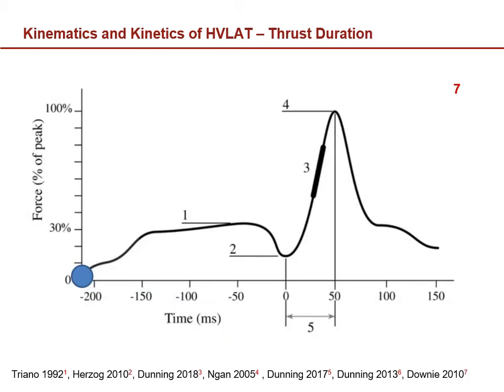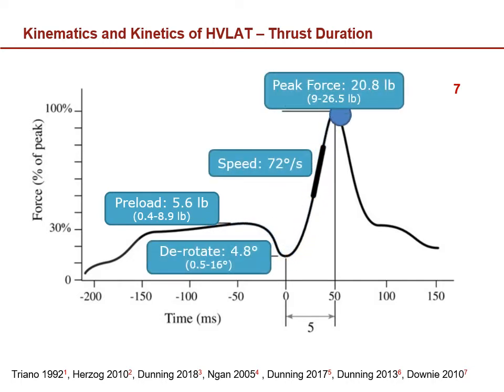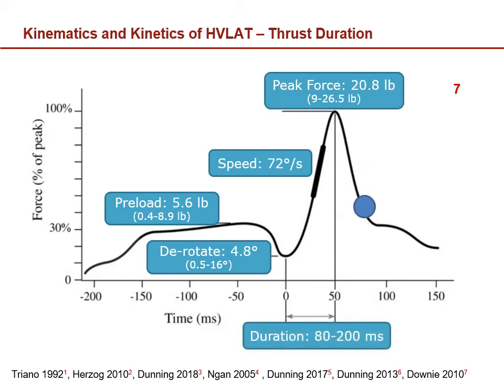Okay, and we'll use our schematic here again to demonstrate and summarize the information that we've presented thus far in the kinematics and the kinetics of the high velocity, low amplitude thrust of the cervical spine. So here's the addition of the preload, which is about 5.6 pounds of force. The derotation about 5 degrees up to 16. Speed 72 degrees per second. The peak force is 20 pounds of force. And then the duration is 80 to 200 milliseconds.